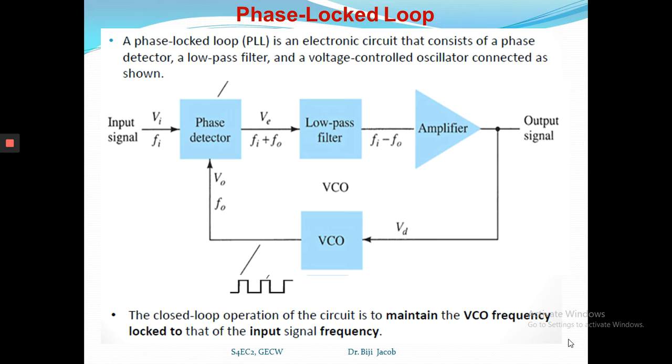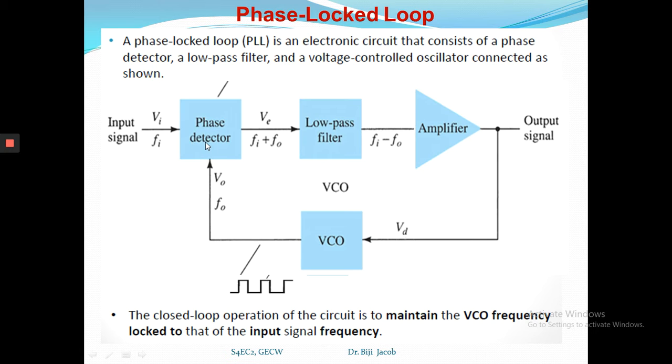The basic block diagram of a PLL is shown in the figure. It has a phase detector, a low pass filter, an amplifier, and a voltage controlled oscillator. The phase detector detects the phase difference between two input signals. One is the input signal, either an AM signal, FM signal, etc. The other input to the phase detector is the output waveform from the VCO, the voltage controlled oscillator.